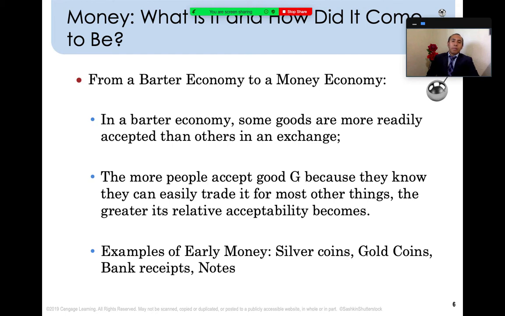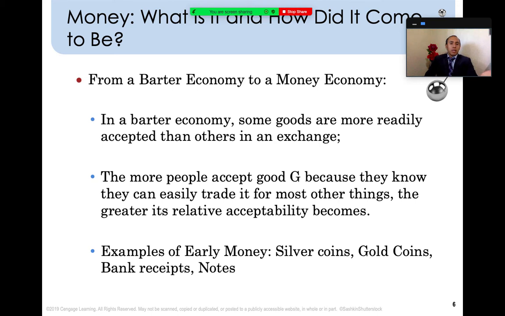From a barter economy to a money economy, there was a transition process, and it takes some time. In a barter economy, some goods are more rapidly accepted than others, and others may not be accepted at all. The more people accept any one good, the more they know they can easily trade it again for other things. The greater the usage, the more people come to use it, until one common item becomes accepted, and that item becomes the early form of money, which could be silver coins, gold coins, copper coins, and so on.